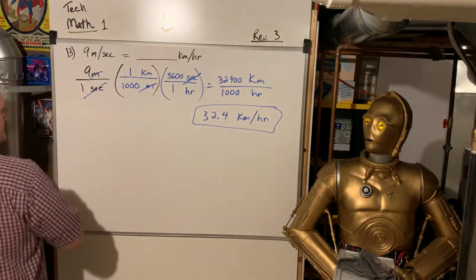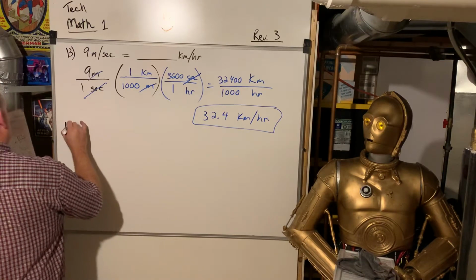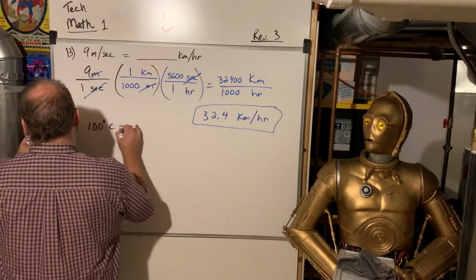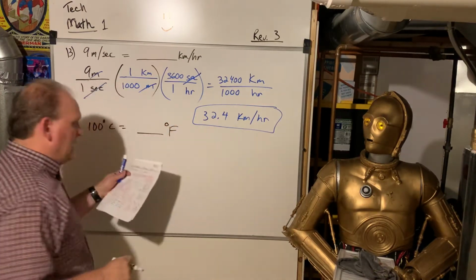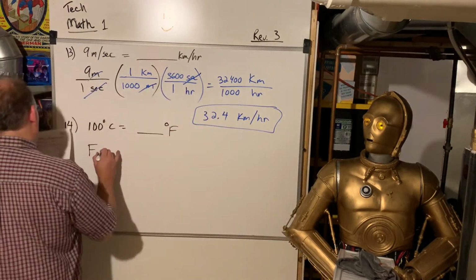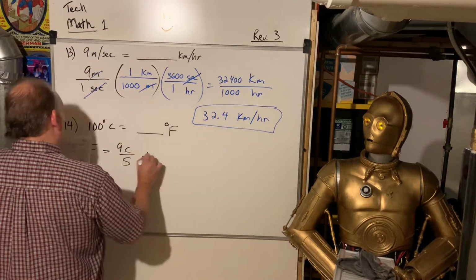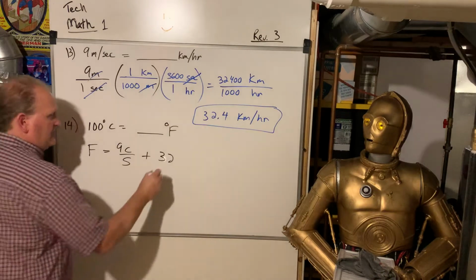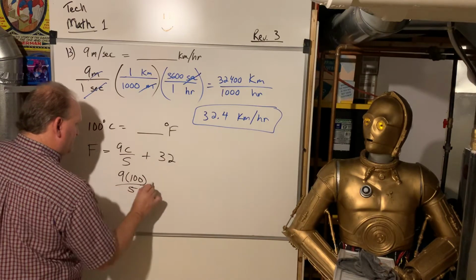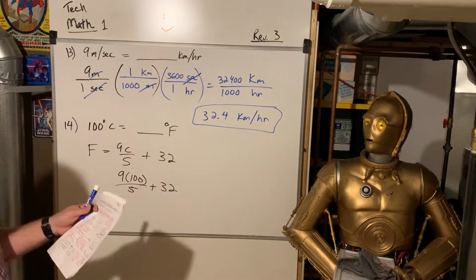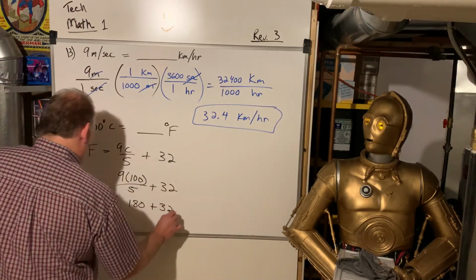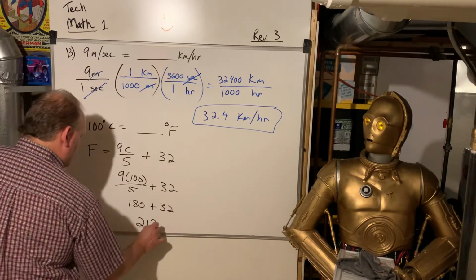A little different still. We got 100 degrees Celsius, and they want us to convert that to Fahrenheit. Again, that's in the blue book on page 252. So this is an actual formula. It's a little more like the first page stuff, and a little less like this. We don't get to just multiply it like that. So you take that, sub it in there, and then figure it out. So 900 divided by 5 is 180. 180 plus 32 is 212 degrees Fahrenheit.